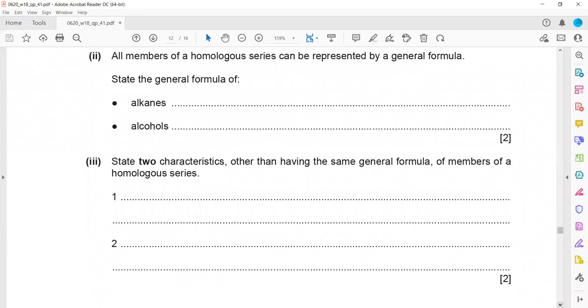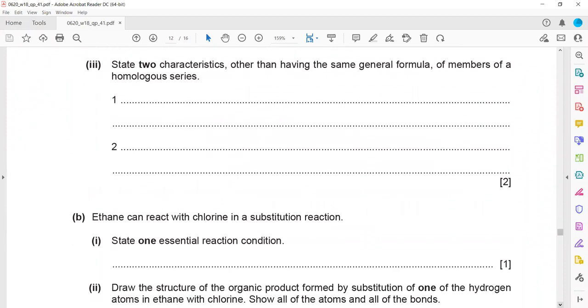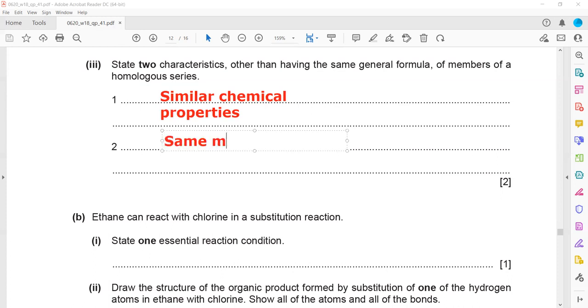State 2 characteristics other than having the same general formula of a member of a homologous series. What are the characteristics of a homologous series? They will have similar chemical properties. And they will have the same method of preparation. Whenever compounds belong to the same homologous series, they will react in the same manner, and we can prepare them by the same technique or the same method.